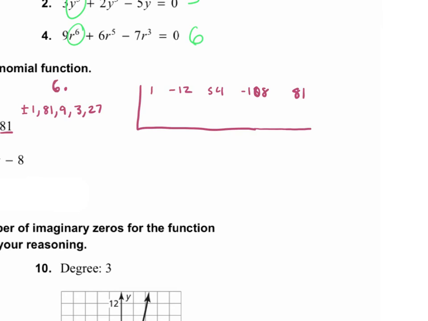Any suggestions? Hopefully you guys did this for homework so you know what works. We can try 9. So multiply, add, multiply, add. I think 9's too big.